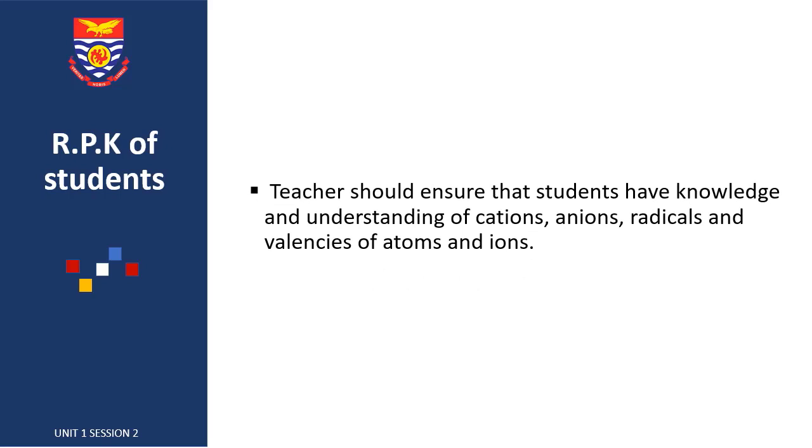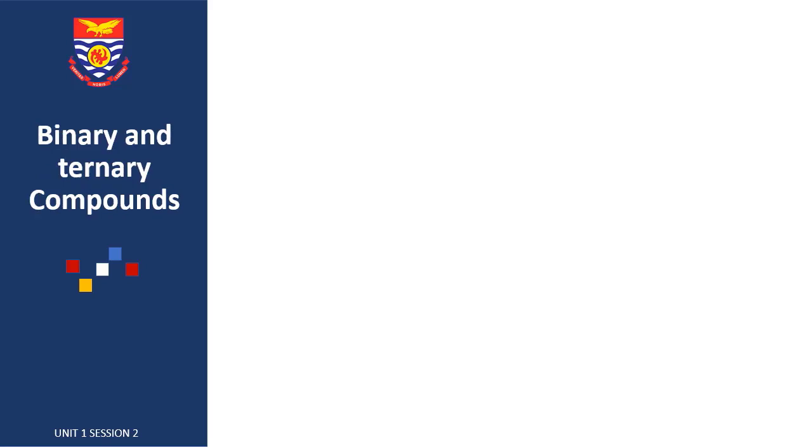They should have understanding of cations, anions, radicals, and valencies of atoms and ions. So these are what we did in the first session. Now we can proceed to look at our first objective, which is binary compounds.